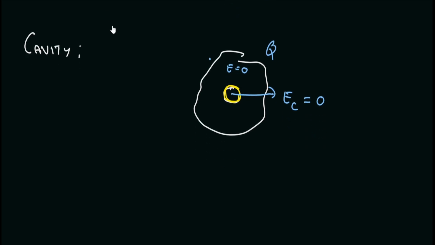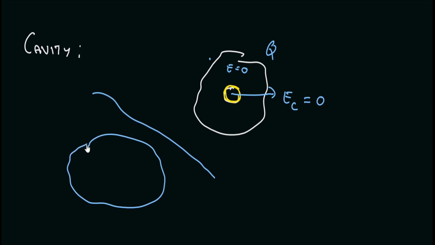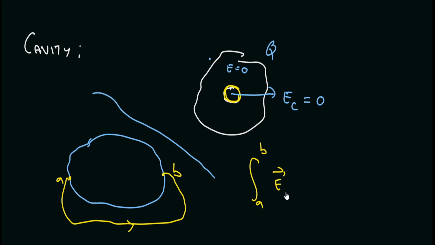We can explain it in this way. Let's say that this is our conductor, and then we have a cavity over here. Now, let's take a point A and point B and connect them via some path that passes through the conductor, like this. Since we know that inside the conductor the electric field is equal to 0 at every point, the line integral from A to B, E dot dl, will also be equal to 0 along this path.